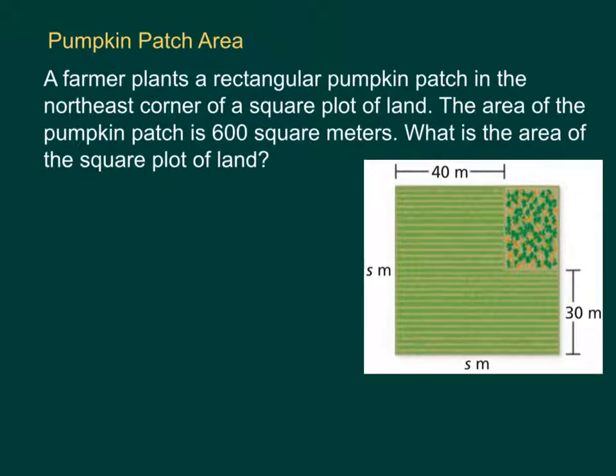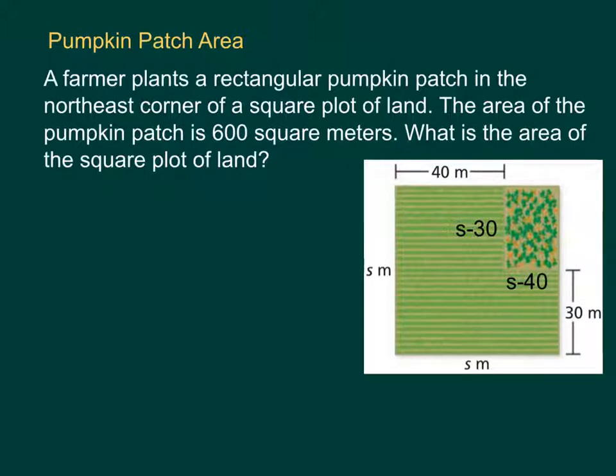Well, based on this diagram, we can see that the original square is s meters on each side. And when we put in the pumpkin patch, the remaining dimensions are 40 meters on the top and 30 meters on the right. Based on these dimensions, we can say that the bottom of the rectangular plot for the pumpkin patch is s minus 40 meters. The entire length, subtracting just that little part that's left over, that's the s minus 40. And the height is s minus 30 for the same reason. It's the entire length, which is s, other than the 30 meters that are left over. So those are the dimensions of that rectangular plot.